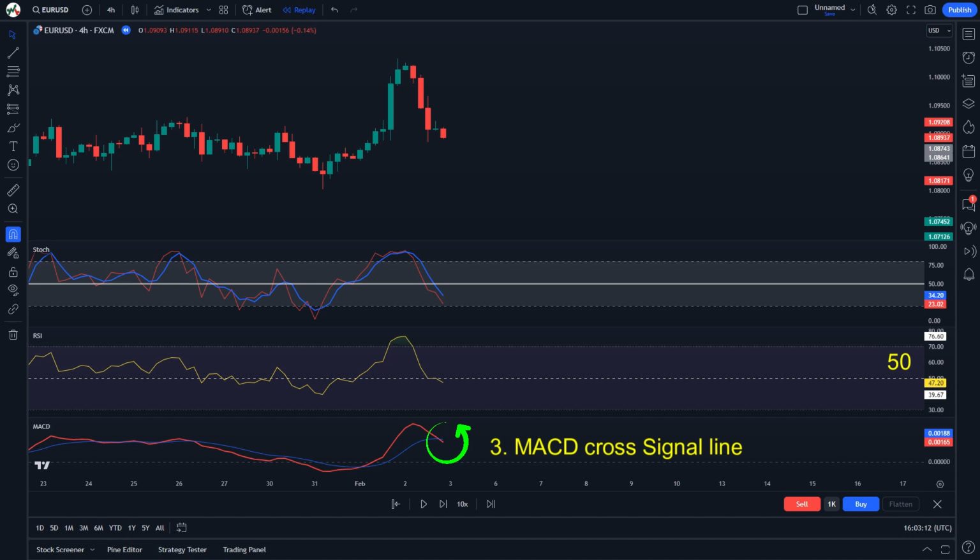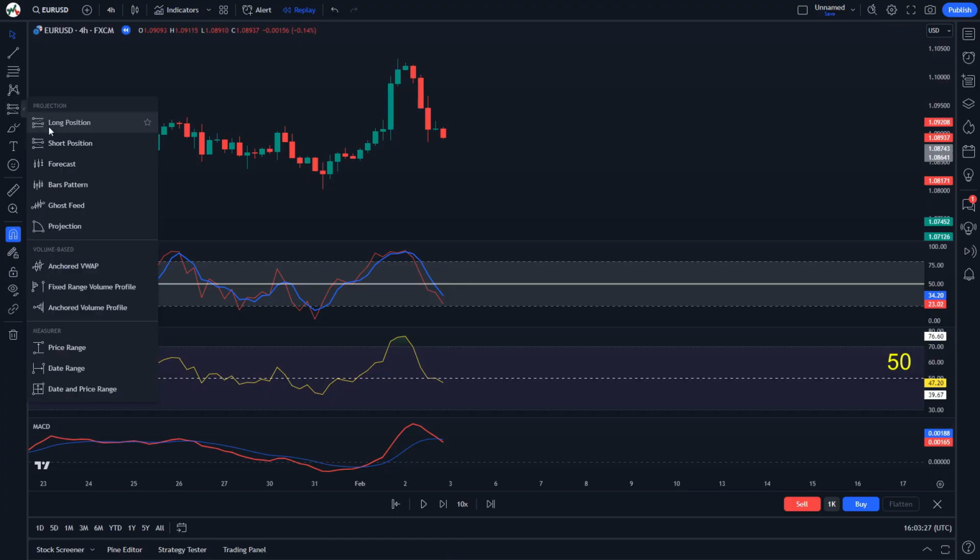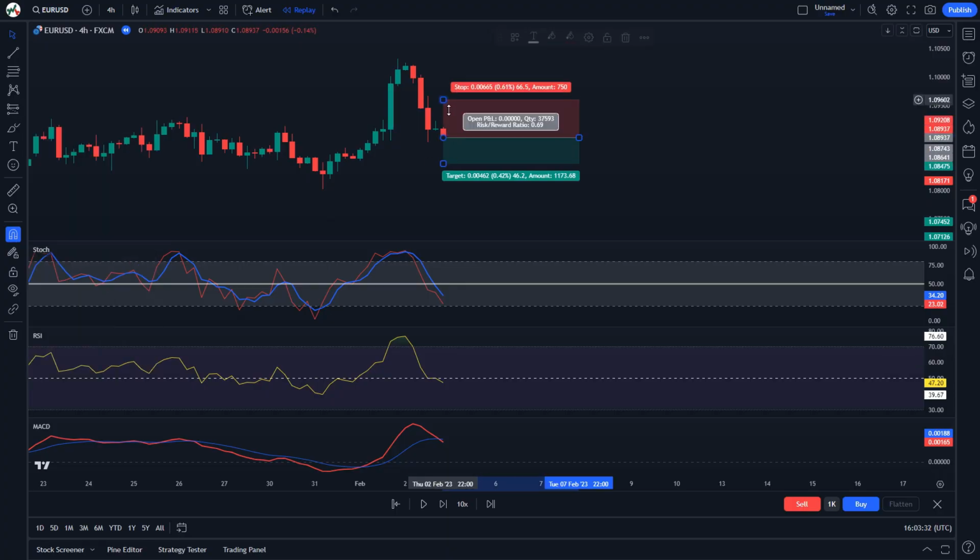You have to make sure the MACD line crosses below the signal line. Step 4, ensure that both of the stochastic lines have not hit oversold levels yet. Step 5, take a sell or short position once all rules are met.